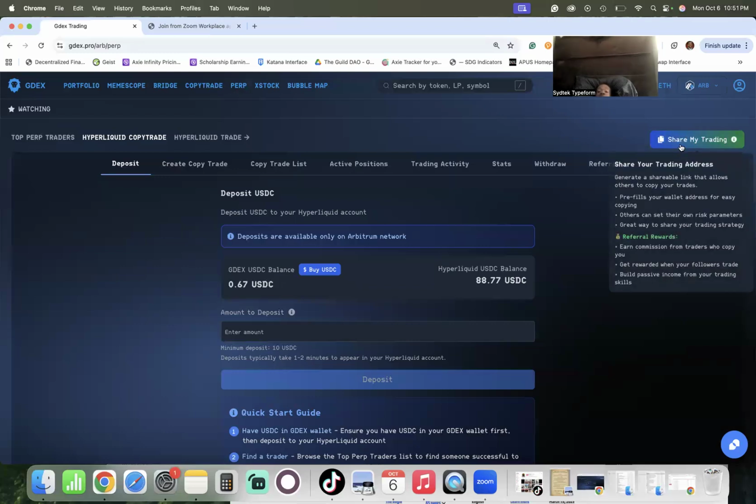Pre-fills your wallet address for easy copying. So if I put in a trade, you're going to pre-fill my wallet address into your account and you're going to copy trade me. Okay.